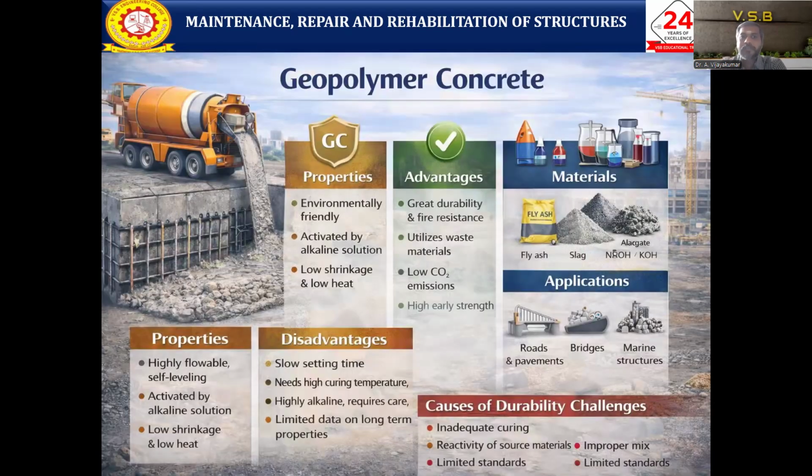So what are the properties of geopolymer? It's environmentally friendly, activated by the alkaline solution, with low shrinkage and low heat of hydration. Okay. Advantages of geopolymer concrete: great durability and fire resistance. It utilizes various waste materials, with low CO2 emission and high strength. These are the materials we can use for geopolymer concrete: fly ash, slag and aggregate.